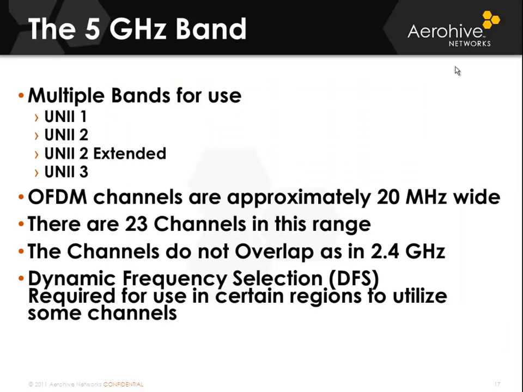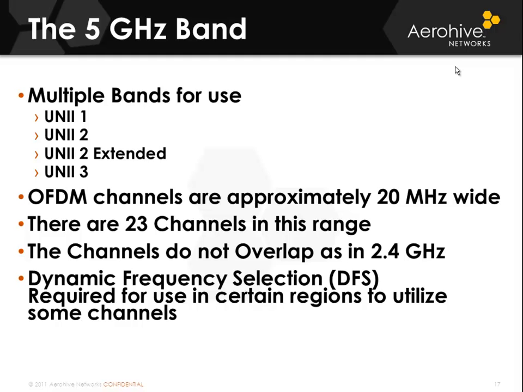The 5 gigahertz band is broken up into 3 major sections: Uni 1, Uni 2, and Uni 3. There is also a second Uni 2 opportunity called Uni 2 Extended. OFDM channels work in the Uni bands and were extended down into the ISM bands in 2.4 with 802.11g and 802.11n. In 5 gigahertz, all of the channels are 20 megahertz wide, and in this range there are 23 non-overlapping channels.